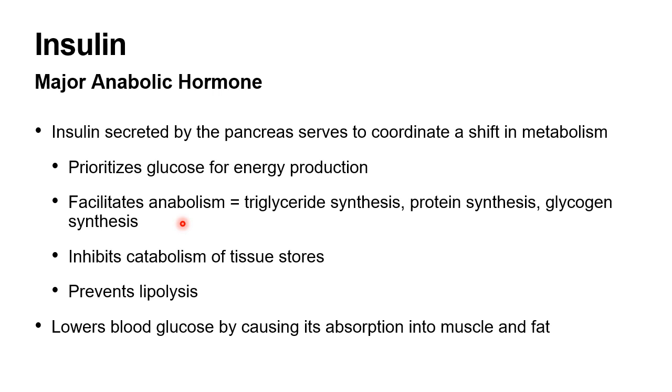Insulin facilitates anabolic reactions: the formation of triglycerides from individual fatty acids, the formation of protein from amino acids, and the formation of glycogen from glucose molecules. Insulin, aside from facilitating anabolism, also inhibits catabolism. So it prevents the breakdown of larger molecules into smaller molecules.